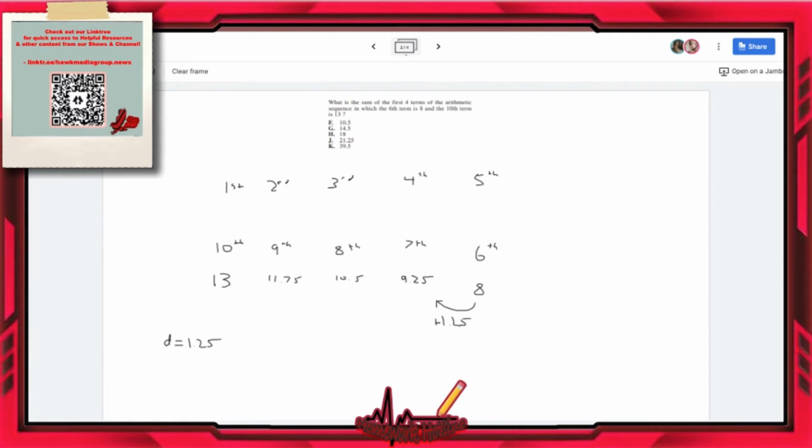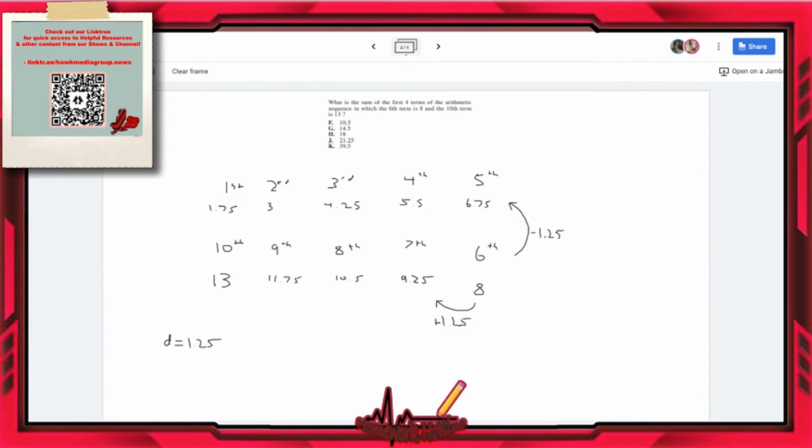So if we subtract 1.25 from 8, we get 6.75, 5.5, 4.25, 3, and 1.75.